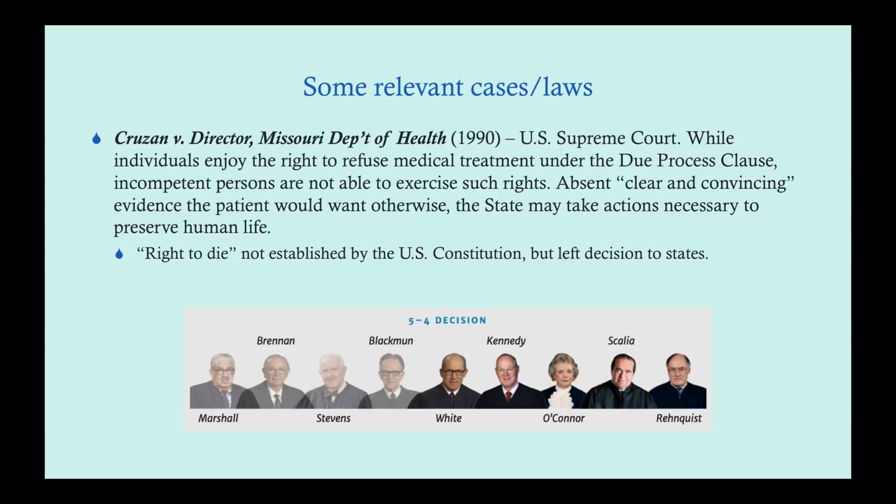And then this is probably one of the most important consequential cases. It was decided by the U.S. Supreme Court in 1990, and this was Cruzan v. Director, Missouri Department of Health. And this says that while individuals enjoy the right to refuse medical treatment under due process, incompetent persons are not able to exercise that right, and that you need clear and convincing evidence that the patient would want otherwise, that they would want discontinuation of care. And if you don't have that, then the state is allowed to intervene to preserve human life.